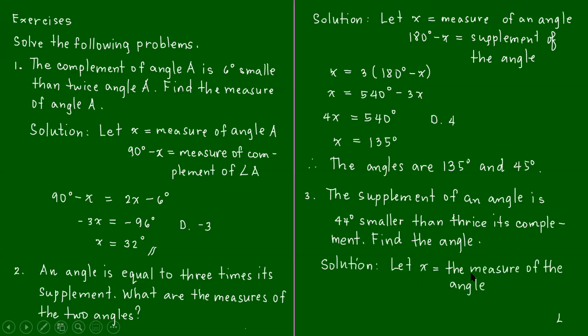So let x be the measure of the unknown angle. Then the supplement is 180 degrees minus x. So that's the supplement of the angle. 90 degrees minus x is the complement of the angle. So what is the relationship between this supplement and complement? It is said that the supplement is 3 times the complement minus 44 degrees, because 44 degrees is smaller than thrice the complement. So let's work on this equation.